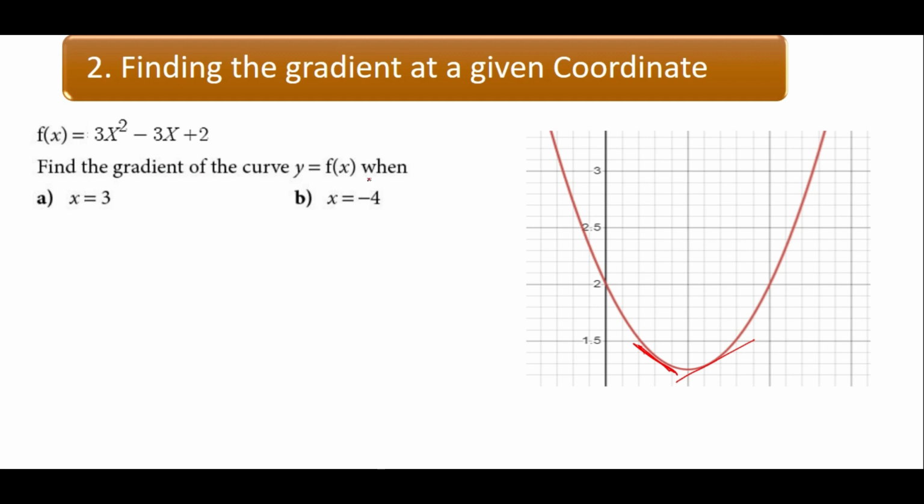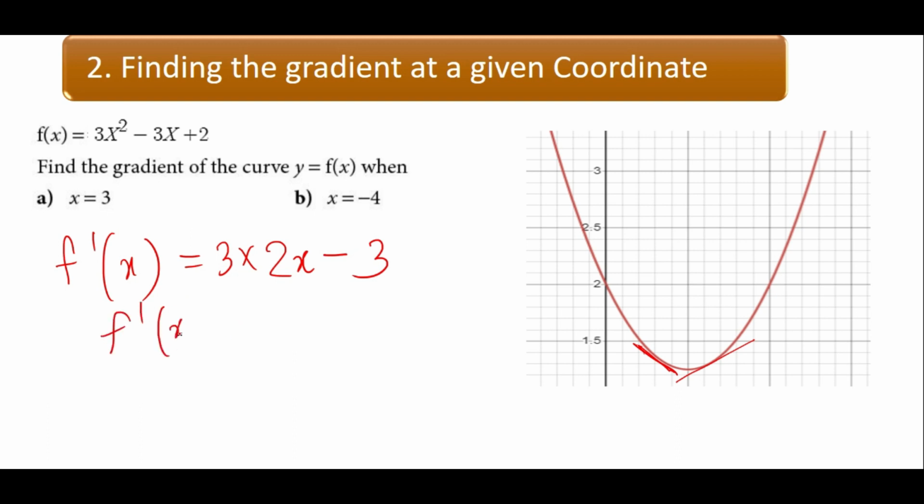Now to find the gradient of the curve, step 1 here is to find f dash of x, which is 3 multiplied by 2x minus 3 here. So let me just write it as f dash of x equals 6x minus 3. Now your function that defines the gradient is ready. That means for each coordinate of x, you can find the gradient at that particular point.